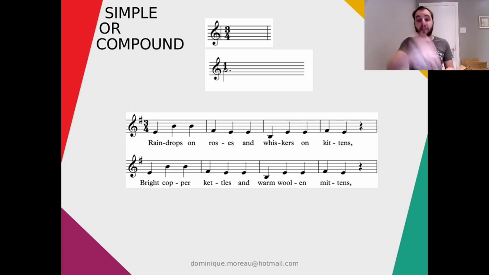Raindrops on roses and whiskers on kittens, bright copper kettles and warm woolen mittens.